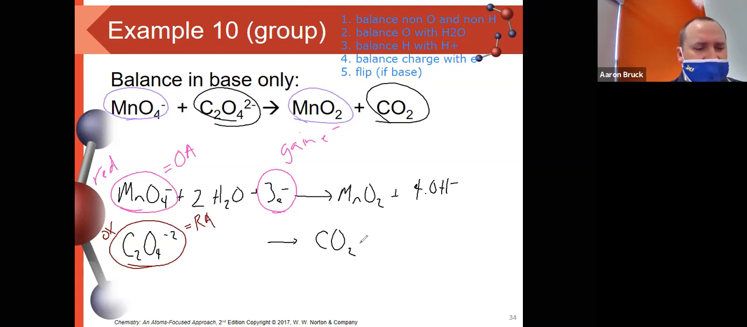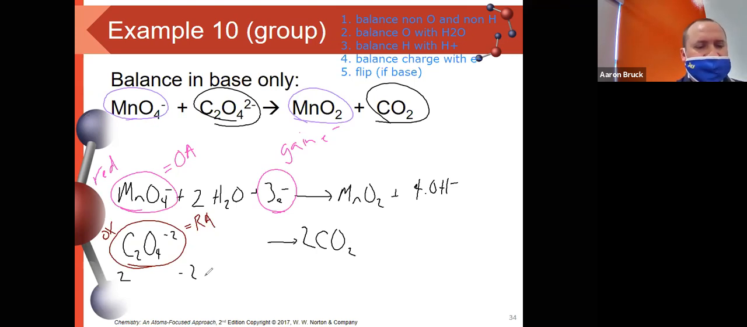All right, let's go ahead and finish this off. For the half reaction involving oxalate, I've got C2O4 2- turning into CO2. Part 1, balance the non-oxygen, non-hydrogen atoms. Well, I've got 2 carbons over here. I need to double the CO2 to give me 2 carbons there. In that process, I went from 4 oxygens on the left side to 4 oxygens on the right side. Those are now balanced. I don't have any hydrogen, so I don't need to do that part. I just need to balance the charge.